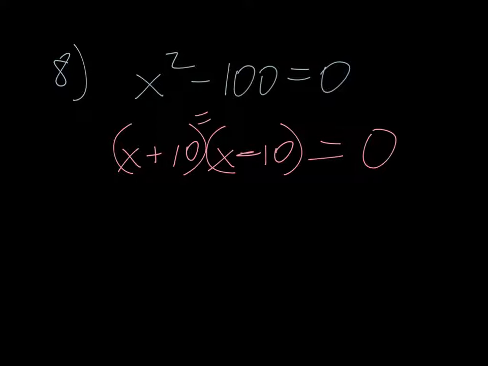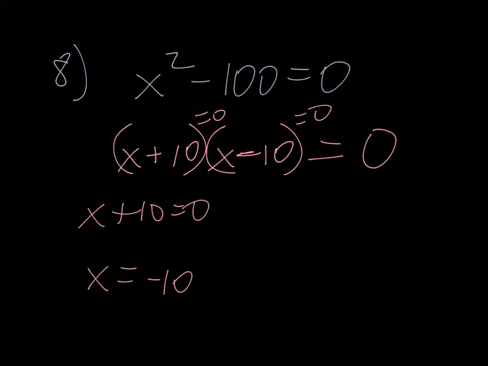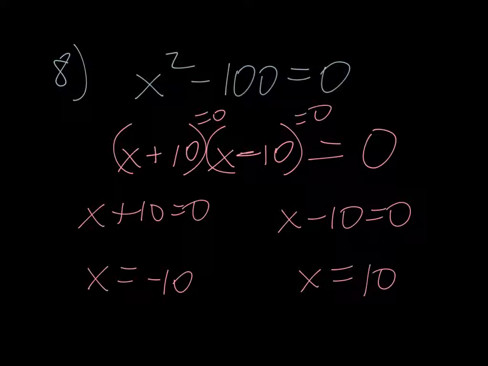We now set both of those parts equal to 0. So what number plus 10 gives you 0? That's obviously negative 10. And over here, what number minus 10 gives you 0? That number is 10 as well. So plus or minus 10 is the answer to that problem.